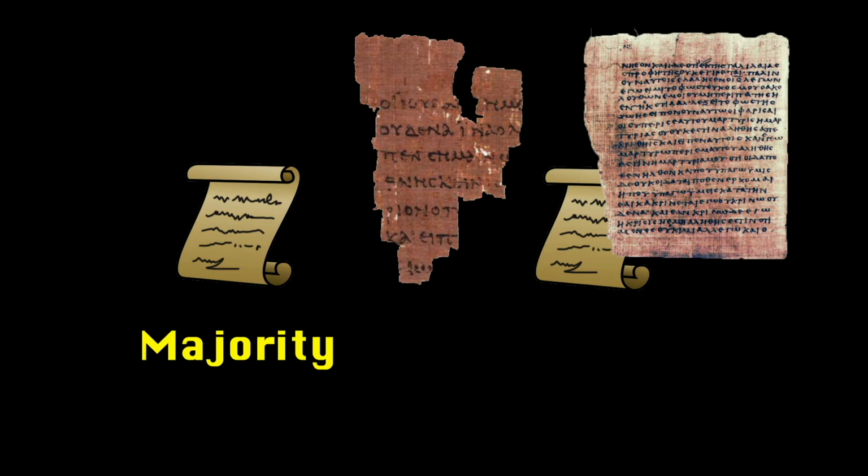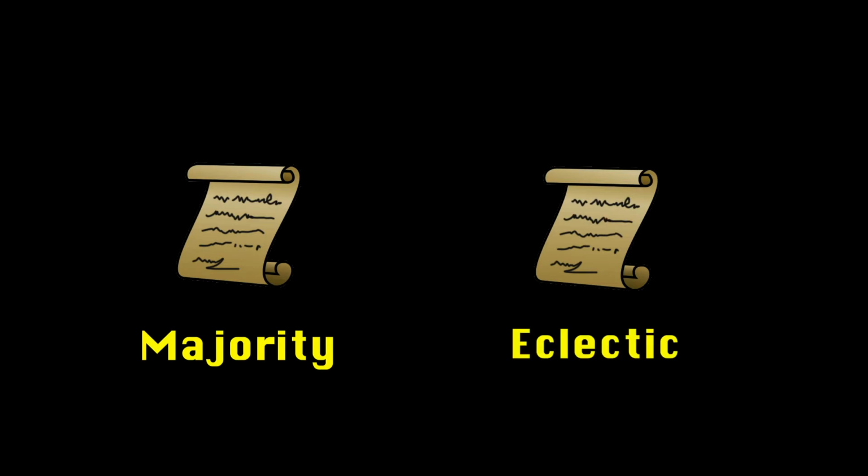You weigh the two. Yeah, this one's older and closer to the original in time, but yet this one was preserved and copied by professionals. So you'd weigh these, and then you'd pick which one you want to go with. And this is called an eclectic text. So you have a majority text and an eclectic text.